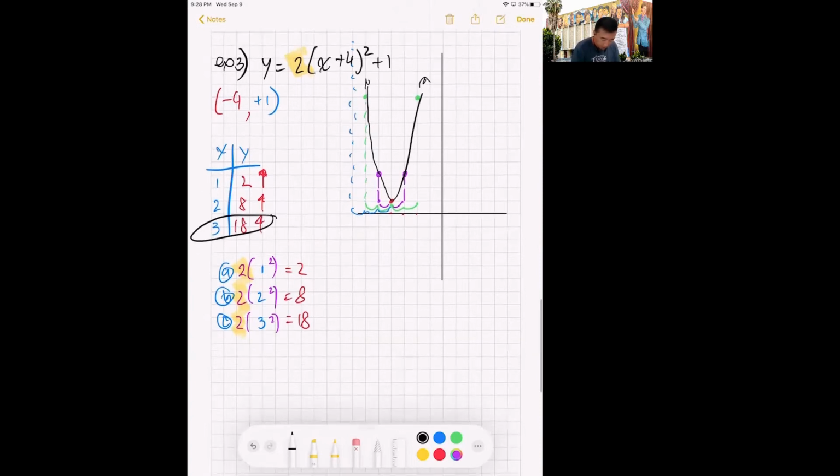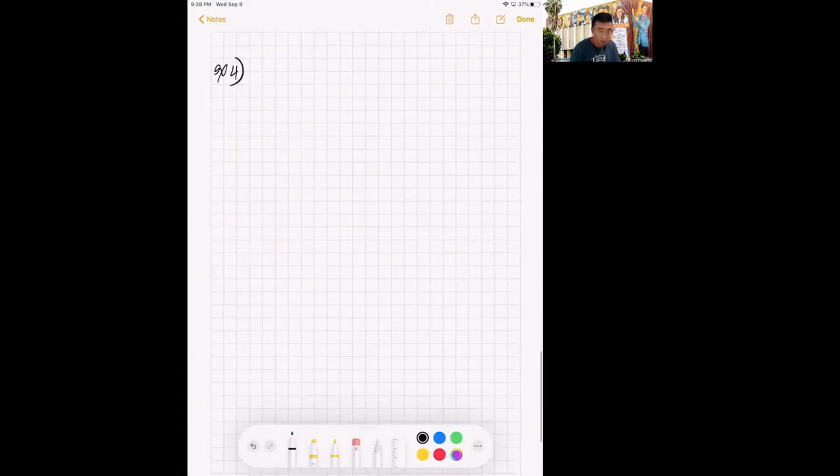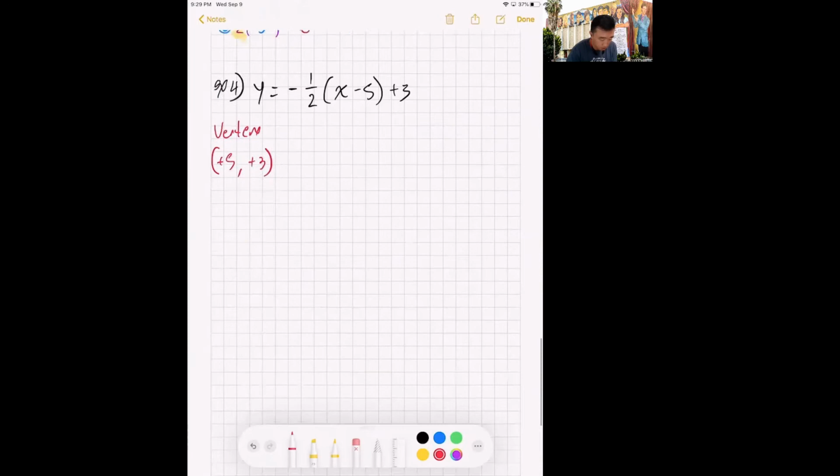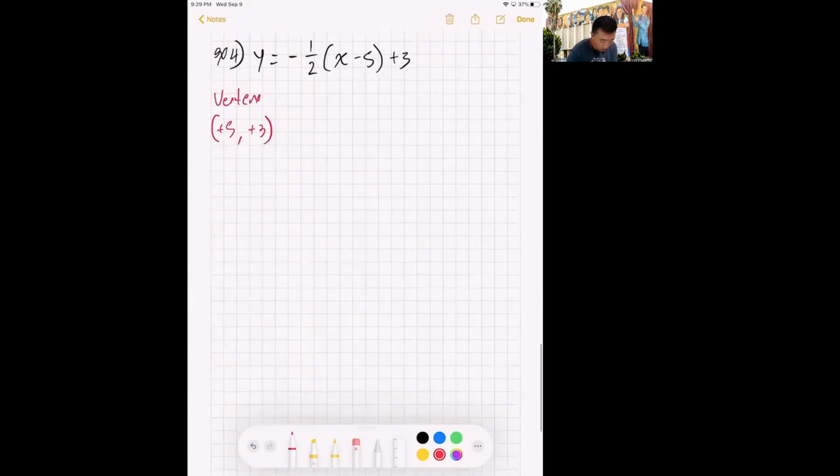Okay, now what happens if the A is a fraction? Y equals 2, and let's make it a negative at that. Oh, fun. Negative 2x minus 5 plus 3. Okay. So again, vertex, it's going to be +5, +3. Okay. Did I make them all? No, I didn't. Okay, good.